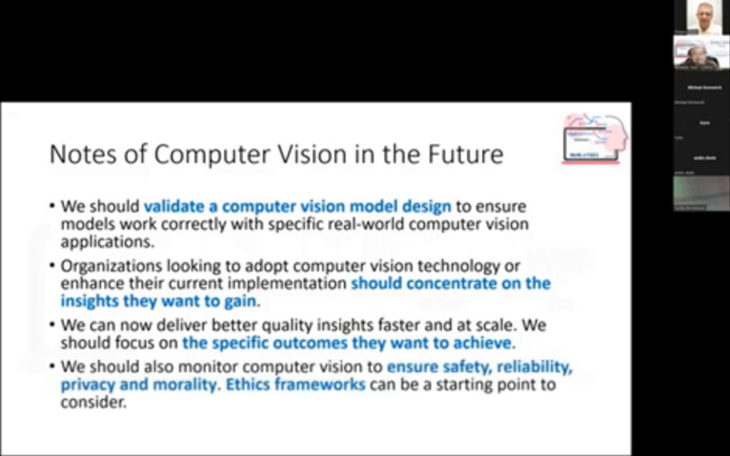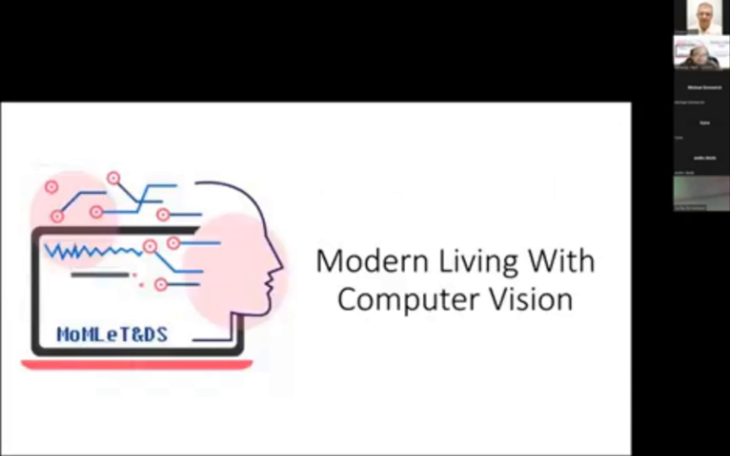So, we talk about modern living with computer vision. This is the last part of my talk.